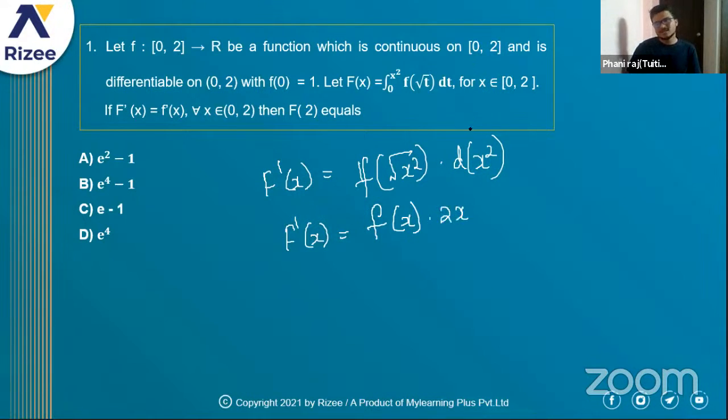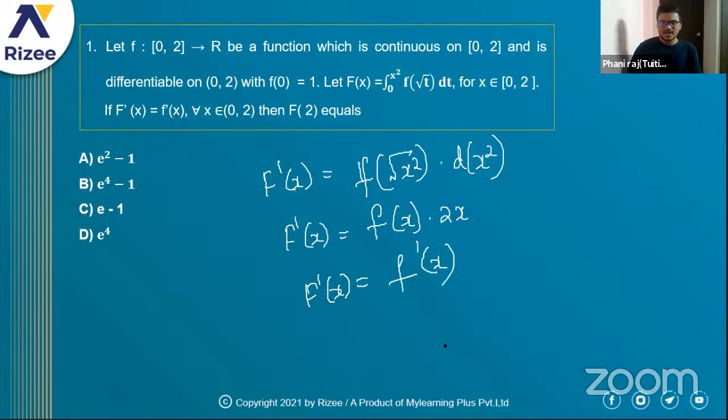If they had just said x, and suppose there was something like -2, then mod x would have come here, but they said x is positive, so you don't have to take it. So capital F dash of x is f of x into 2x. But it's given in the question that capital F dash of x equals small f dash of x, I mean.